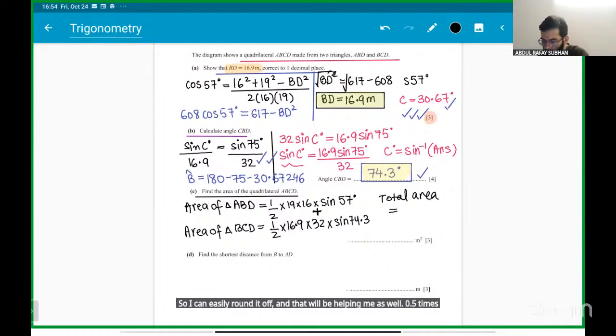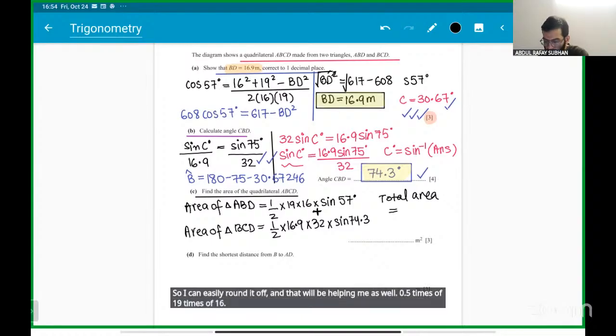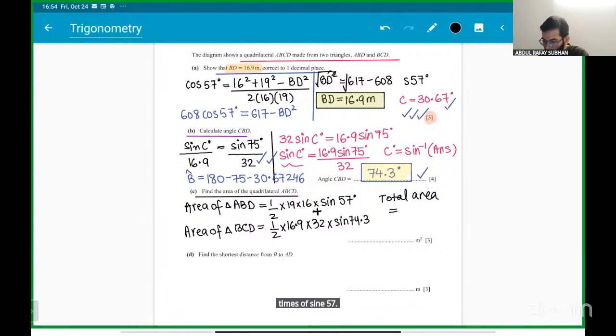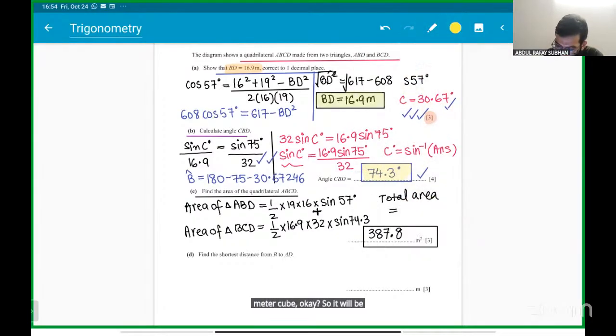0.5 times 19 times 16 times sine 57, plus we got 0.5 times 16.9 times 32 times sine 74.3. So that should come to 387.789. So that will be 387.8 meters squared. That will be the answer that we have.